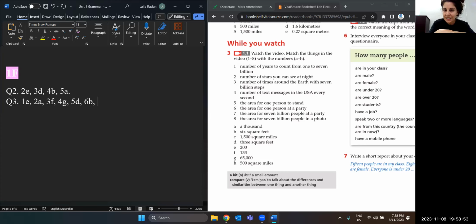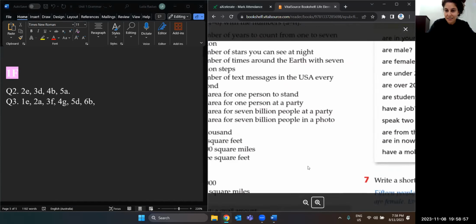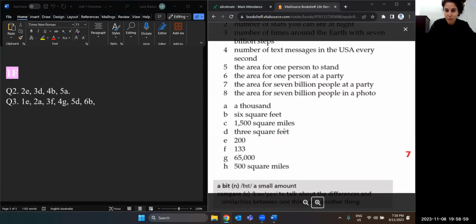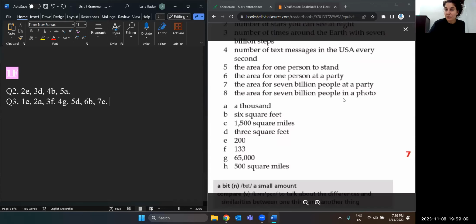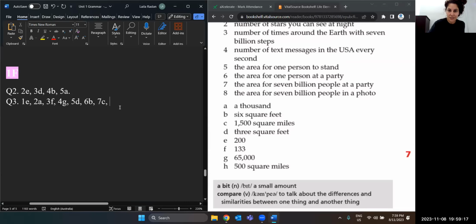And what is the area for 7 billion people at a party? C. It will be 1,500 square miles. And the area for 7 billion people in a photo, how much space will they take? They will take 500 square miles.